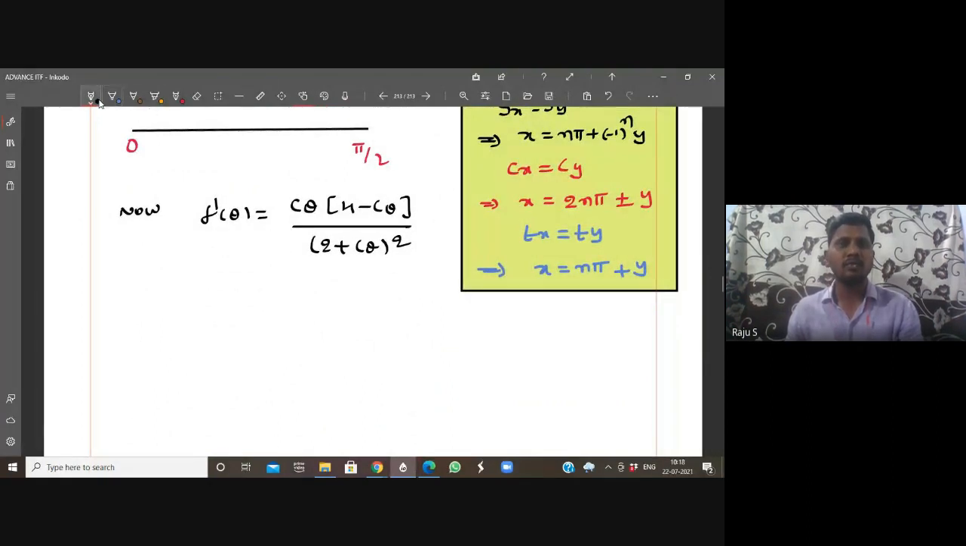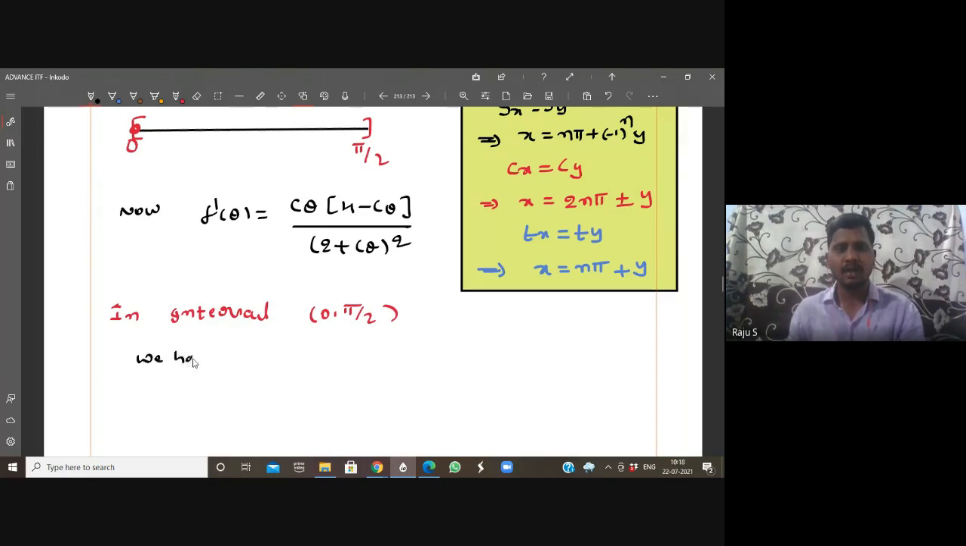Now I'm going to check in the closed interval 0 to pi by 2 whether f dash of theta is greater than 0 or not. That I want to check here. In the interval 0 to pi by 2, I am taking just the open interval 0 to pi by 2.